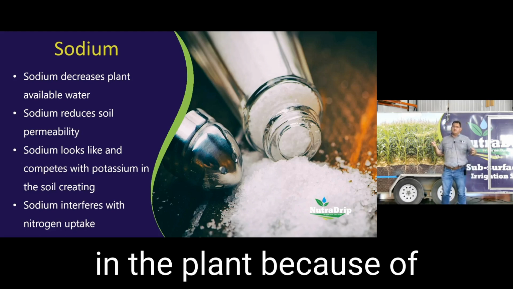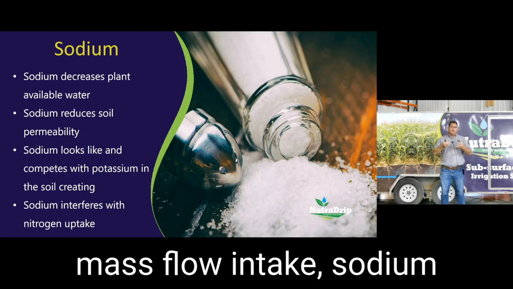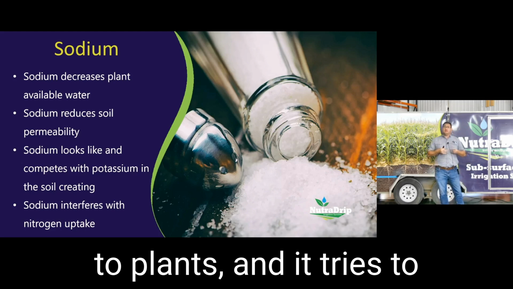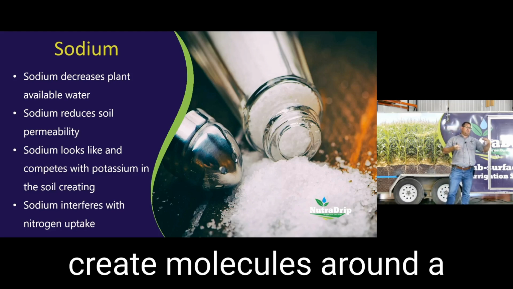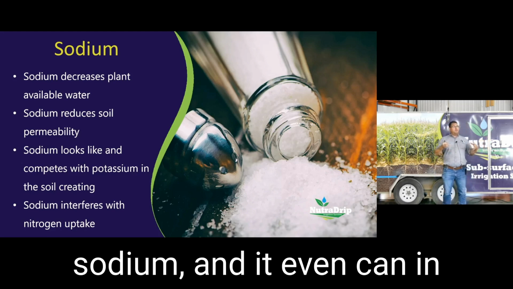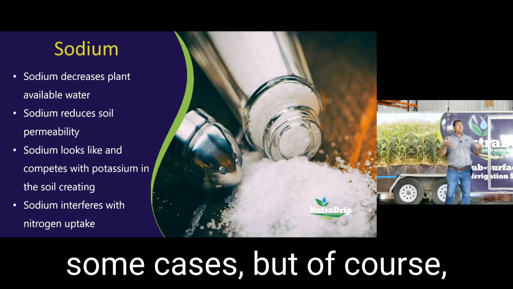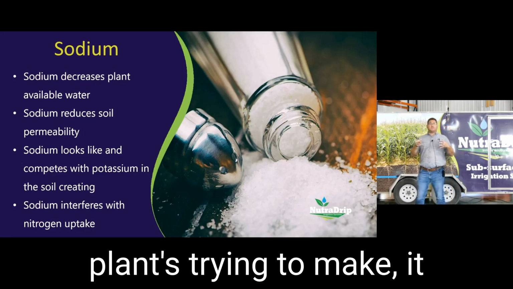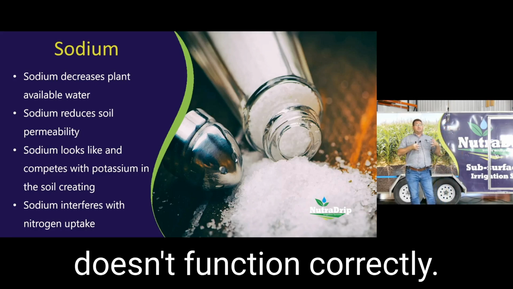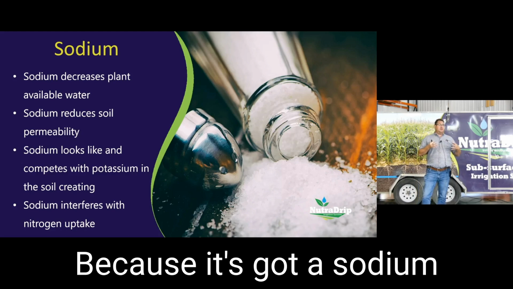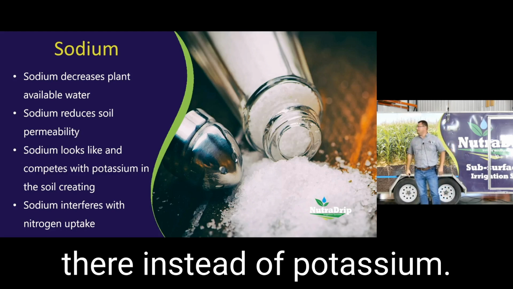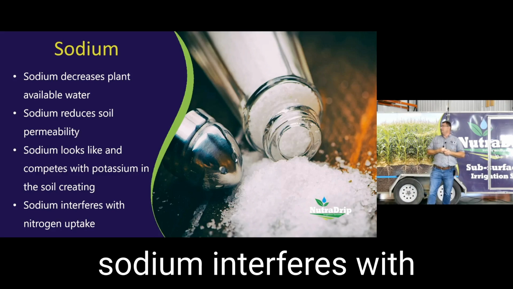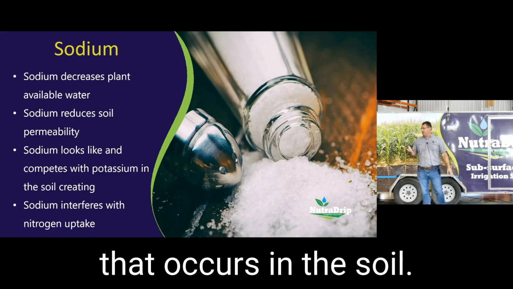Once that sodium gets in the plant because of mass flow intake, sodium looks a lot like potassium to plants, and it tries to create molecules around a sodium, and it even can in some cases. But of course, whatever that structural component is that the plant's trying to make, it doesn't function correctly because it's got a sodium there instead of potassium. And then one of the main problems is that sodium interferes with nitrogen uptake, and that occurs in the soil.